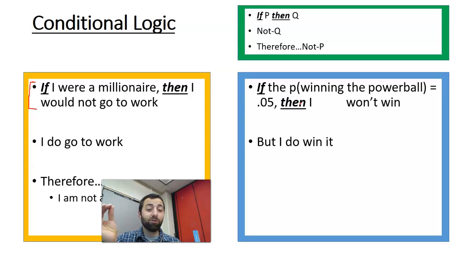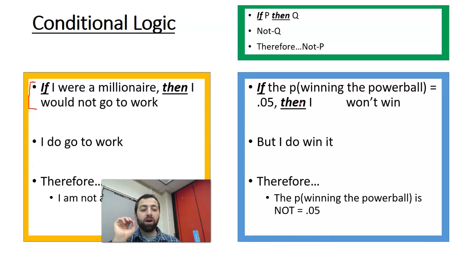What do we conclude then? We would conclude, using the same logic that we did before, that the probability of winning the Powerball was not 5%. It was something higher, and that's why I won the Powerball. All right. If P, then Q. However, Q was false. I did win it, and therefore P was false. The probability was not 5%, but something higher.